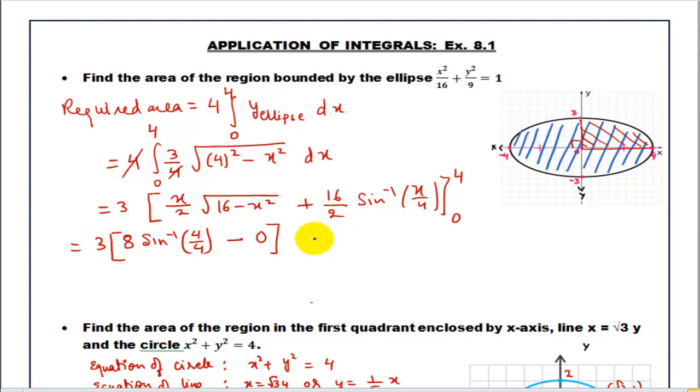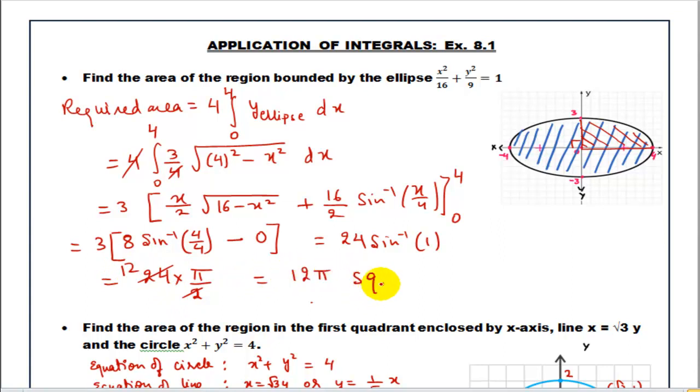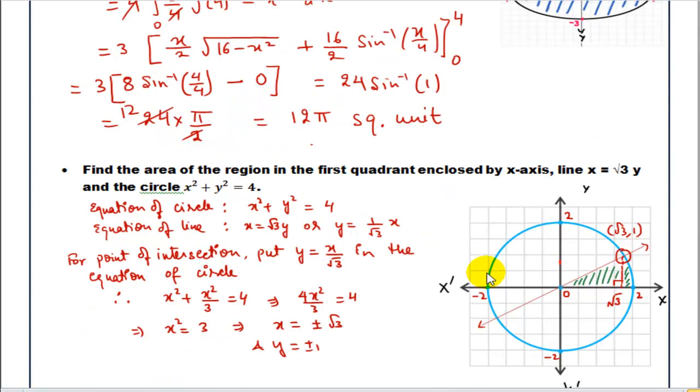So now we have 3 into 8, which is 24, times sine inverse 1. Now sine inverse 1 can be written as pi by 2. So you can see with 2 we can cancel out 24, and the area enclosed is 12 pi square unit. Because we are dealing with area, don't forget to write square unit.